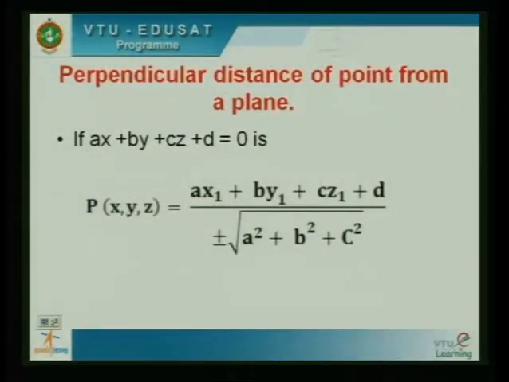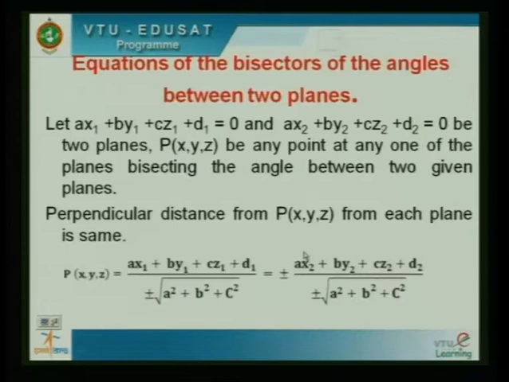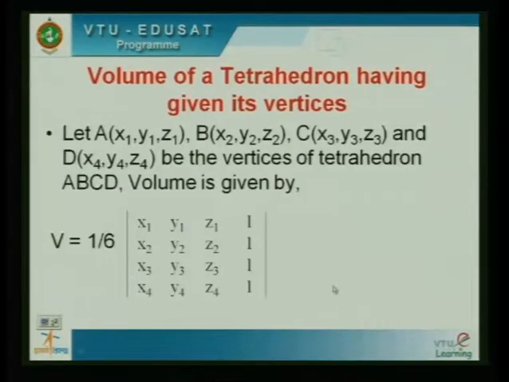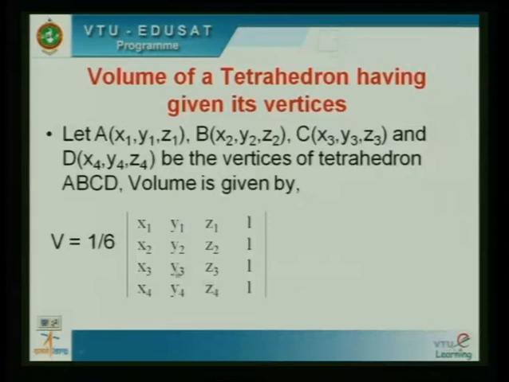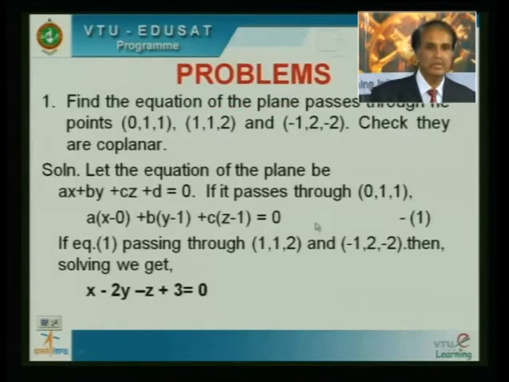Then the perpendicular distance is of course the equation divided by plus minus the square root of the sum of the squares of the direction ratios. And also the bisectors of the angles between two planes, which is nothing but perpendicular distances to be compared. The first equation A1x plus B1y plus C1z plus D1 divided by square root of A1 square plus B1 square plus C1 square is equal to plus minus A2x plus B2y plus C2z plus D2 divided by square root of A2 square plus B2 square plus C2 square. Now, the volume of tetrahedron we already discussed in the previous chapter, it should be multiplied by 1 by 6, that is the formula to be derived.